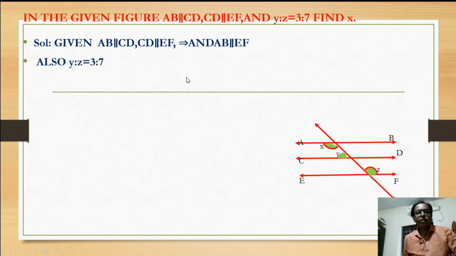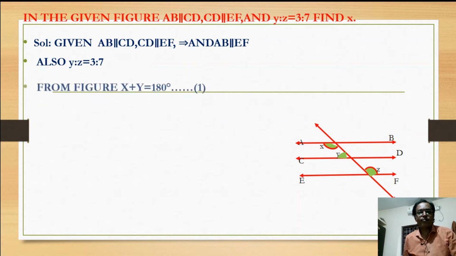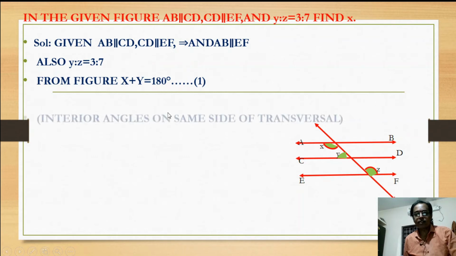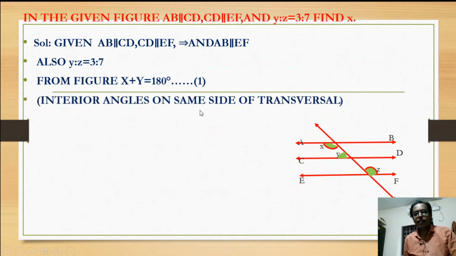Also Y is to Z is equal to 3 is to 7. From the figure, we can write X plus Y is equal to 180 degrees. Why? Here AB is parallel to CD and this line is the transversal. X and Y are interior angles on the same side of the transversal. So X plus Y is equal to 180. The condition is that interior angles on the same side of the transversal are supplementary.